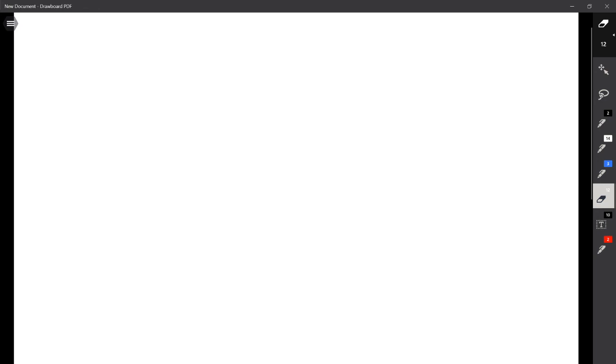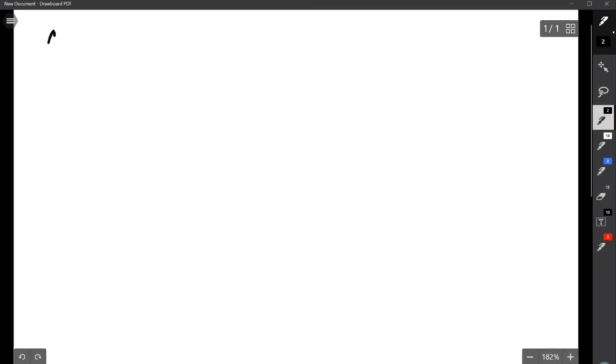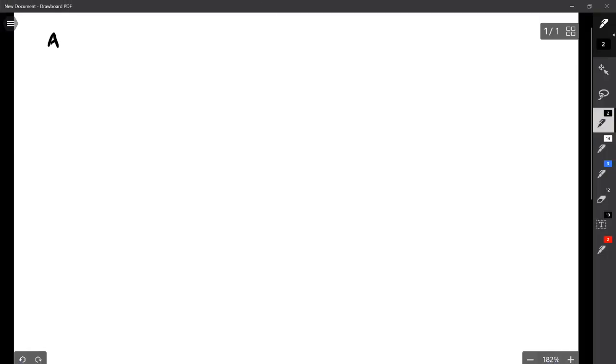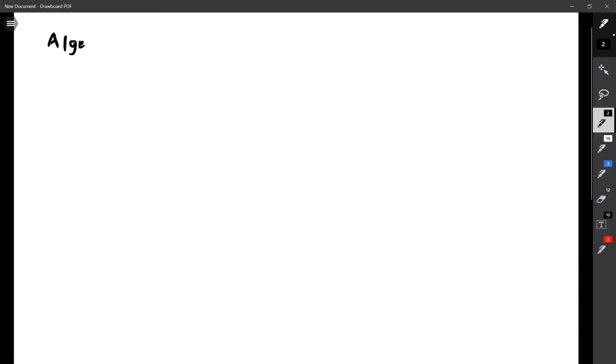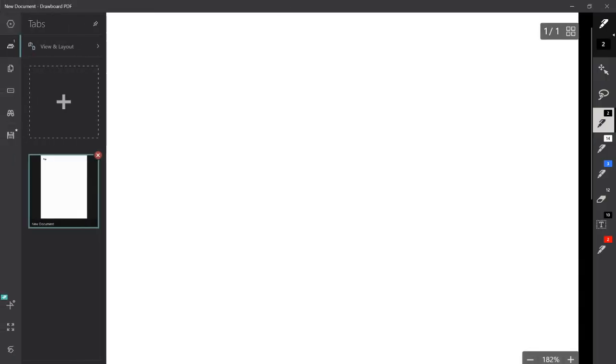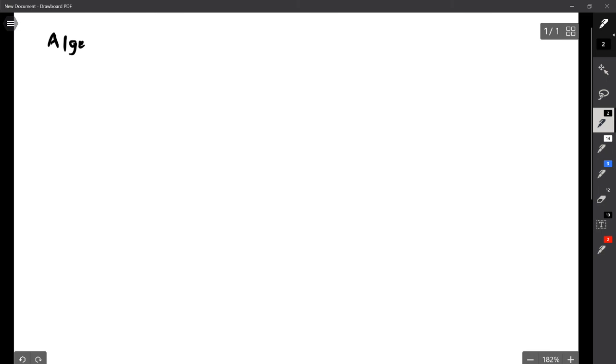So again, this is Algebra 1. Oh, hold on a second. I need that. Okay. I'm sorry. I usually don't have this problem. I'm too close to that button right there, and it's throwing stuff off. I'm too close to the top of this window.